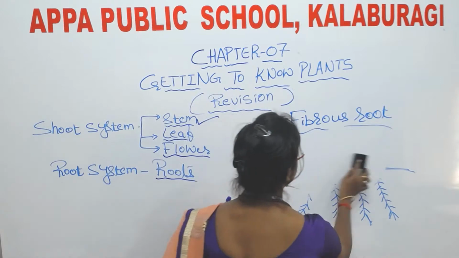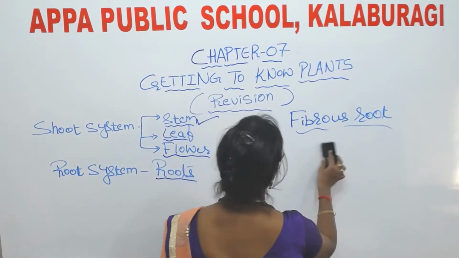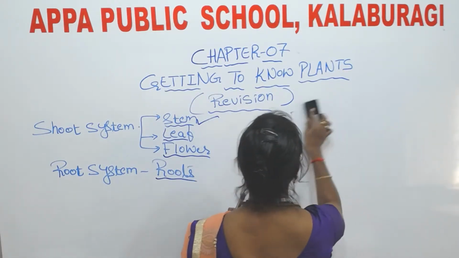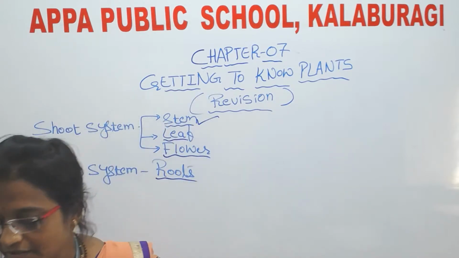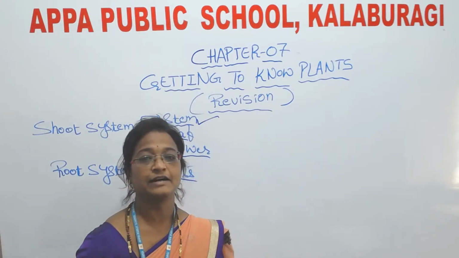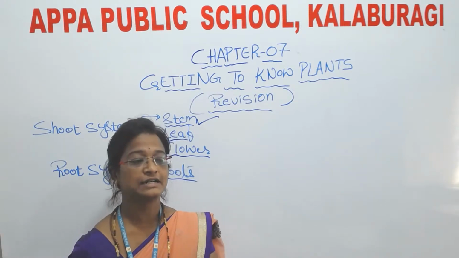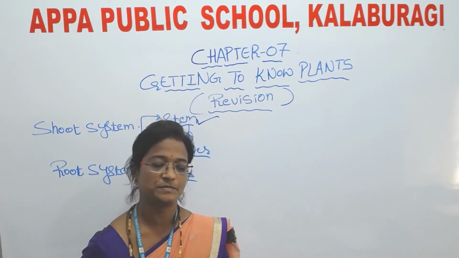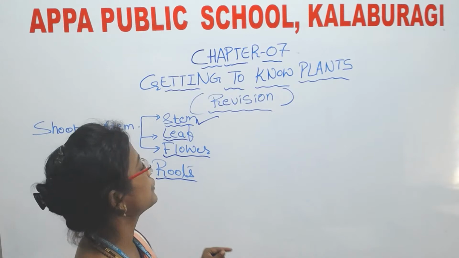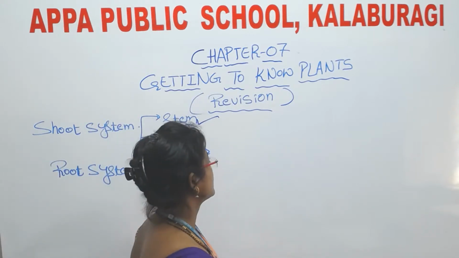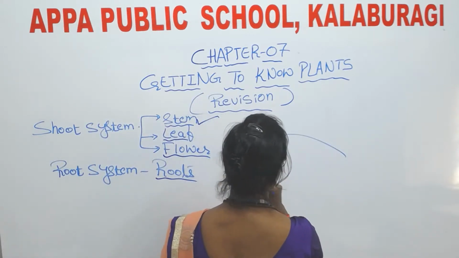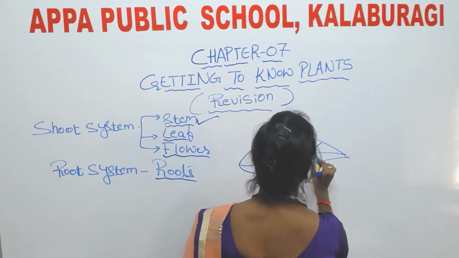So now just by looking at the plant leaf, we can identify whether that plant is a fibrous root or it is a taproot. How it is possible? Let us see. Okay. So first, as I discussed in the previous class about leaf, isn't it? So there.